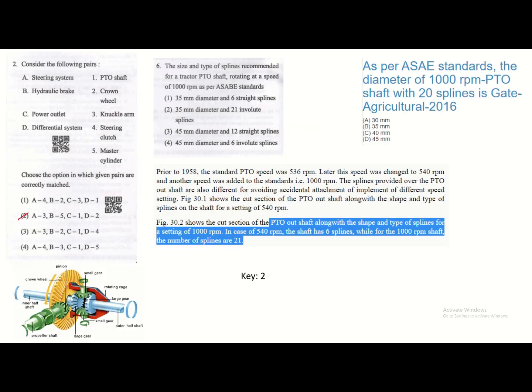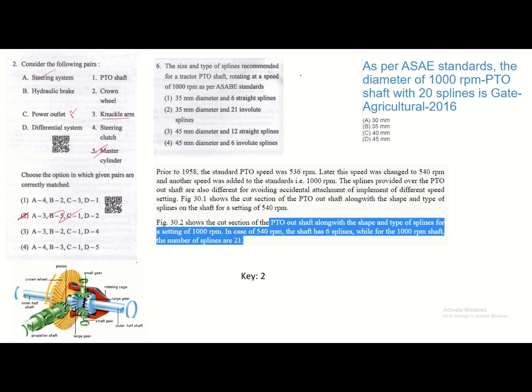So let us see the first question. This is the matching question asked in the examination. The steering system is always the knuckle arm, the hydraulic brake also, that is the master cylinder, and the power outlet is always the PTO. So the key is 2.